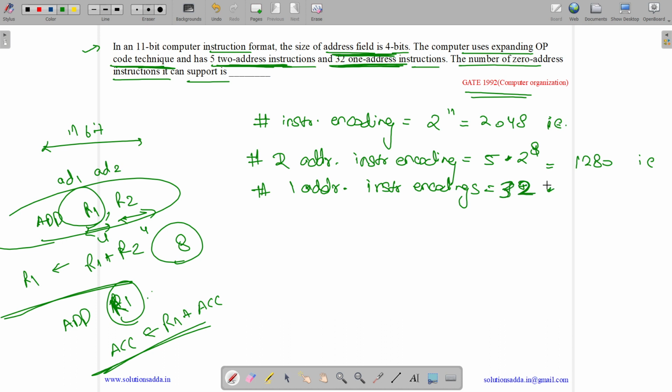Okay, and what is the size taken? We have an opcode and an address. So address size is 4 bits. So into 2 to the power 4. So we get it to be equal to 512 instruction encodings.